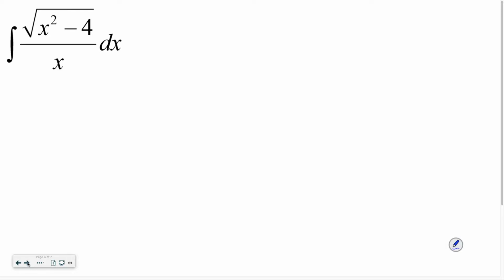In order to use trig substitution with an identity that would be helpful, what substitution should we make? The secant theta. Okay, we have the x squared minus 2 squared. So x can be 2 secant of theta.